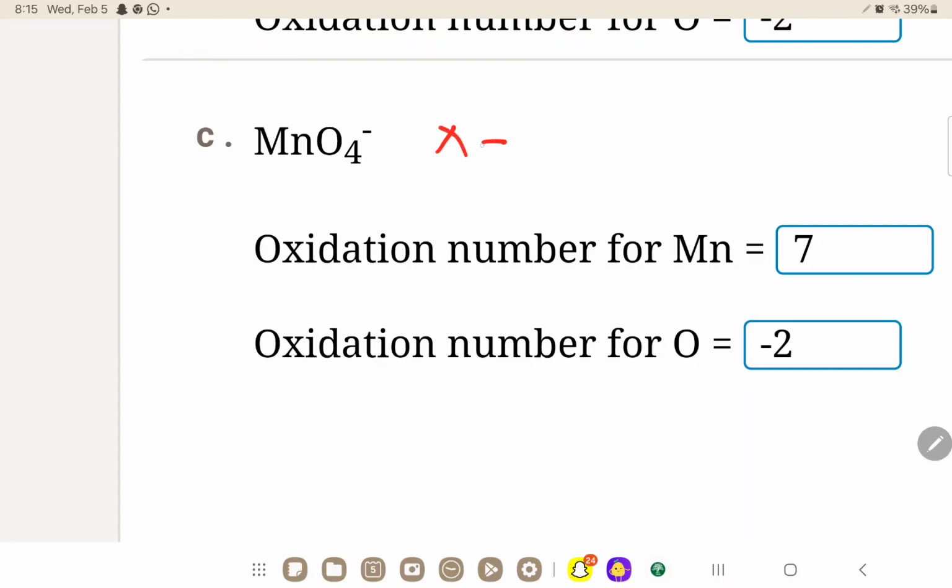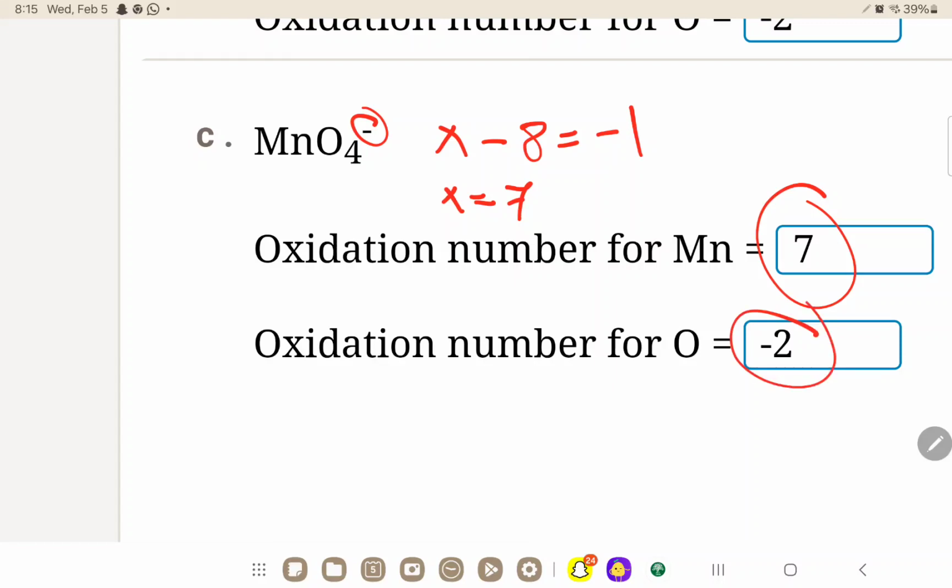MnO4: x minus 8 equals -1, because it's a minus. So x equals 7, and -2 for O, of course.